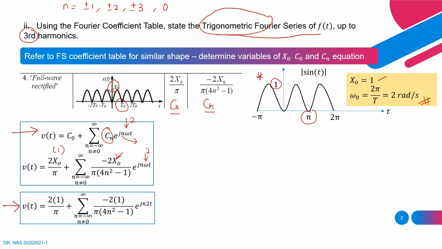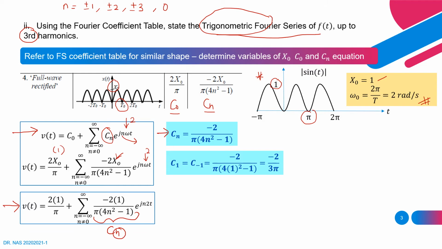Then you need to consider the coefficients. So this is your Cn equation, and you need to vary the n up to third harmonics. When n equals 1, you get negative 2 over 3 pi. When you have n equal to negative 1, negative 1 squared gives you the same answer.